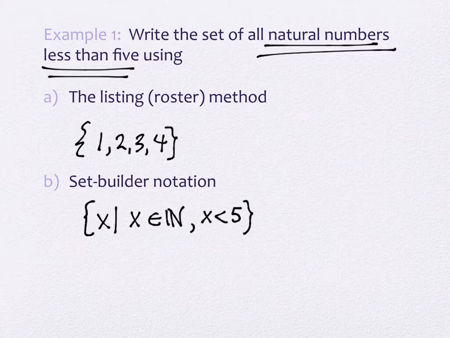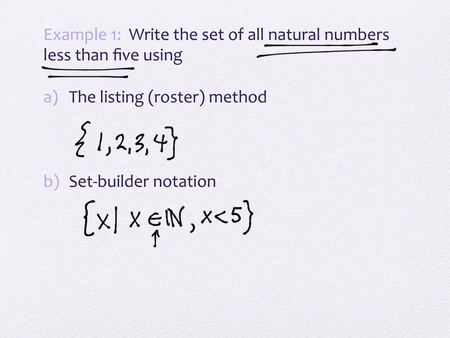N means natural. Or the E. This means is an element of. It tells you that it's included in those natural numbers. So that's essentially our is. Yes, it is an element of. So X is an element of, or it is included in, the natural numbers.